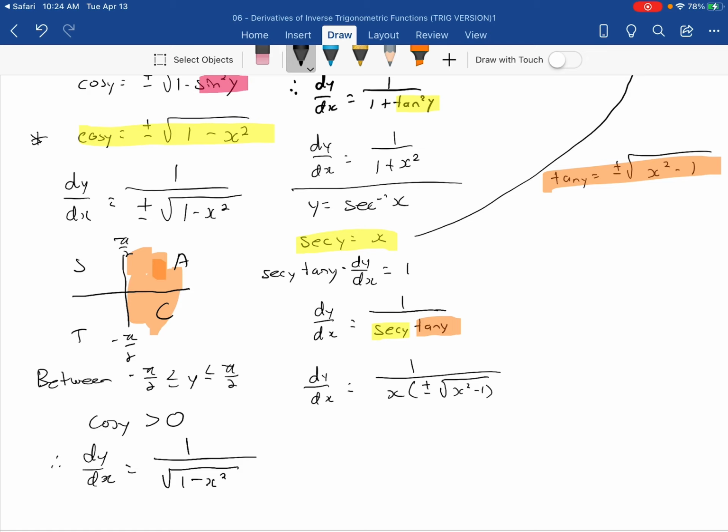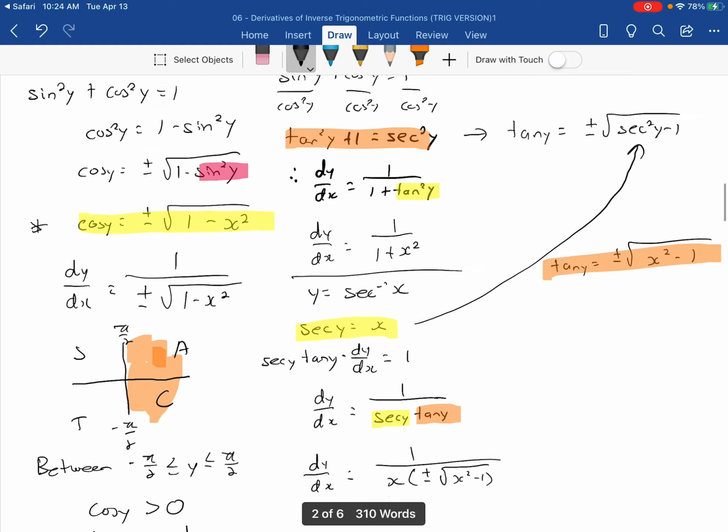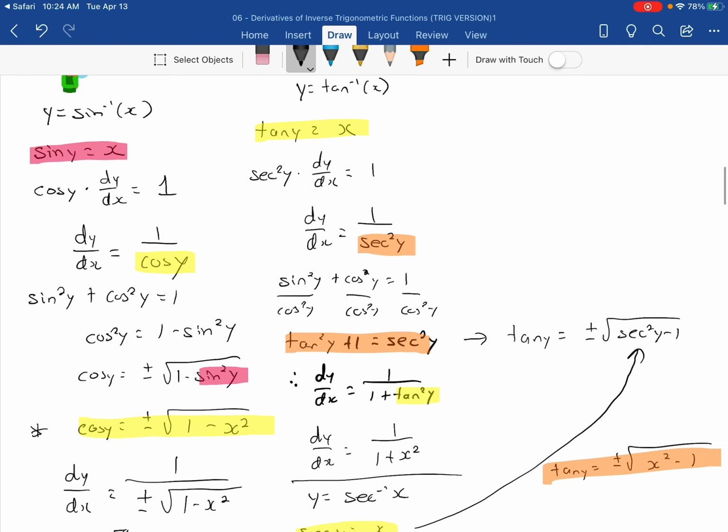Okay? And that's a real mess with everything that's going on there. So a little thought has to be put into here about what's going to happen with this plus or minus when we're talking about the function secant inverse.